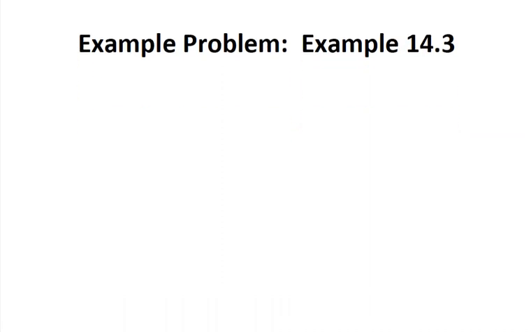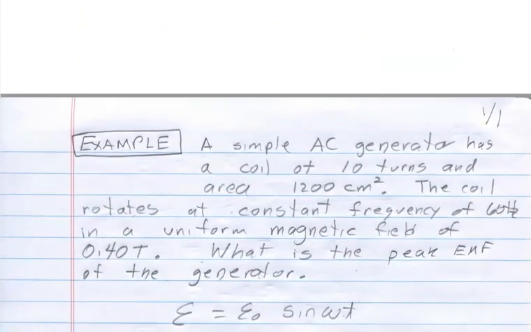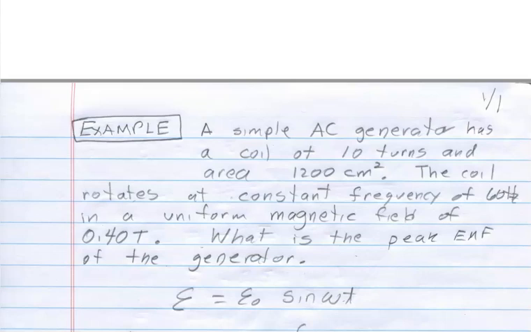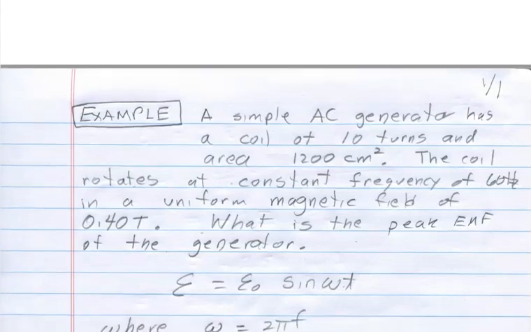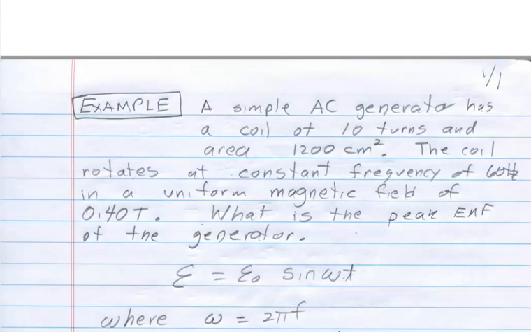Final example today will be really an AC generator problem. This is a very simple problem. Here we have an AC generator. It has a coil, and this is really a very simple AC generator as well.